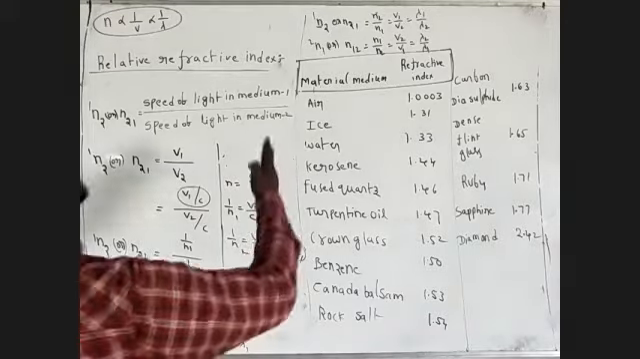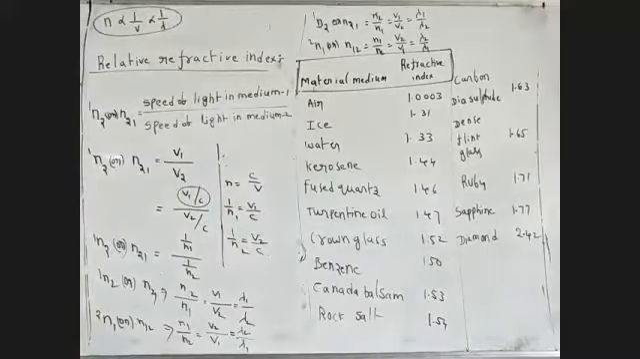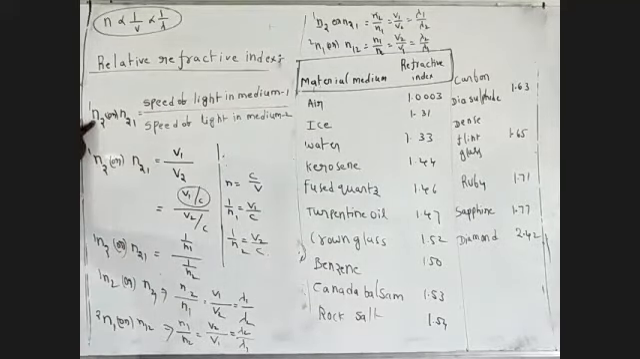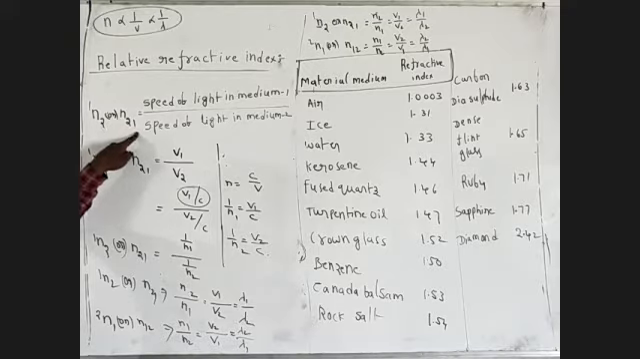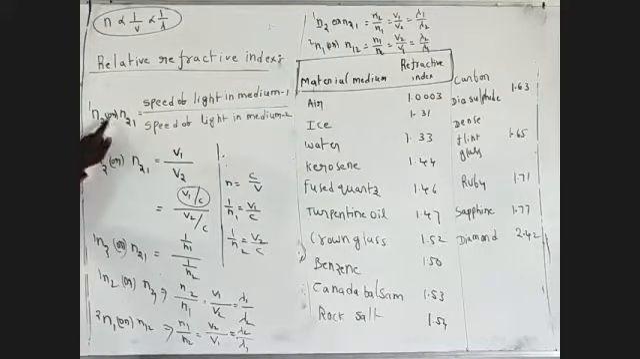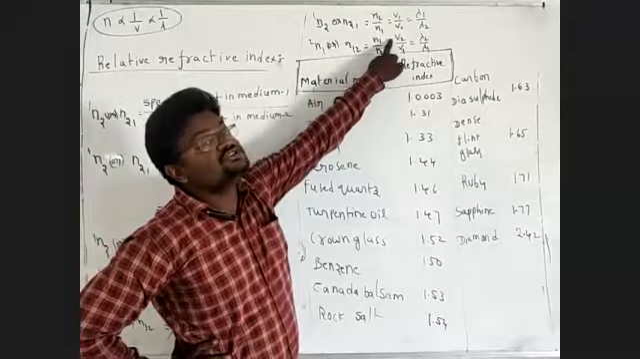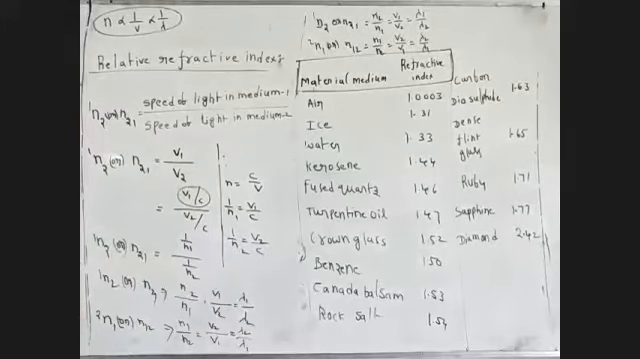Now, we have the material and refractive index combined. Once again, this is a relative refractive index. Relative refractive index means refractive index of medium 2 with respect to medium 1 is equal to the speed of light in medium 1 with respect to medium 2. That is our formula. Keep in mind that it is very important.